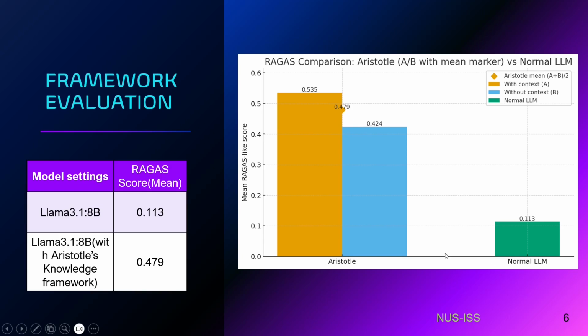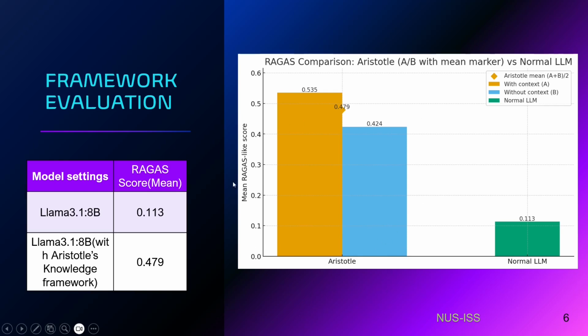While if you see the same model being used in the Aristotle framework, that is Llama 3.1 8B, 8 billion parameters, the score is actually much lower because Llama is not as informed with its framework as Aristotle is. So that is the main unique feature of our product, our whole agentic framework.